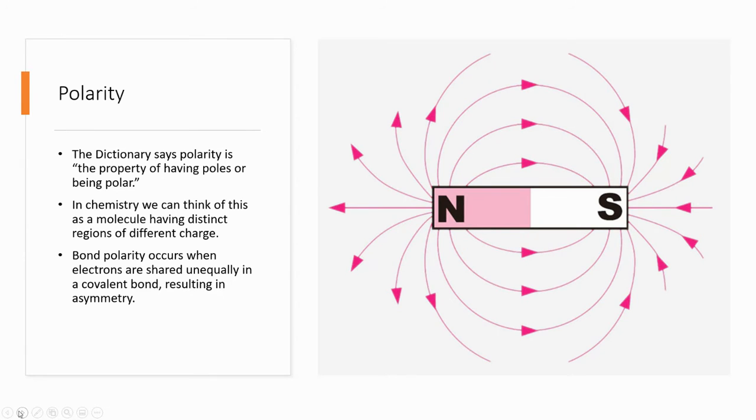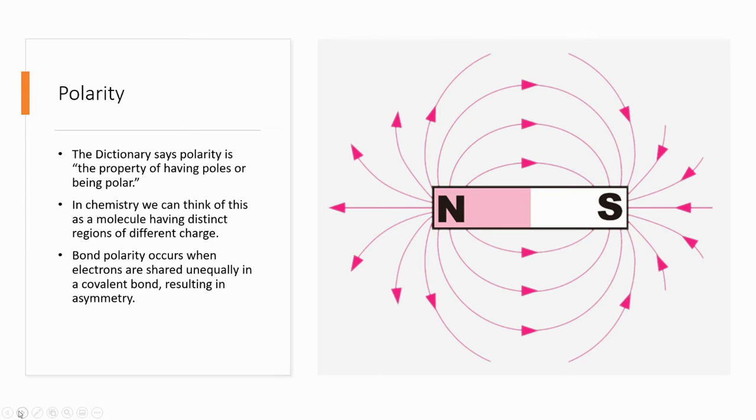Okay, so next up, we want to define polarity. So when we look at the dictionary, it says that polarity is a property of having poles or being polar. So a lot of times when I think about polarity, I think about the north and the south poles. So there are kind of these polar opposites. In chemistry, when we talk about polarity, we're talking about a molecule having distinct regions of very different charge. So one region might be more positive than another region, which would then be more negative.